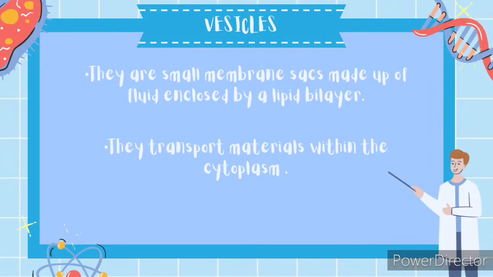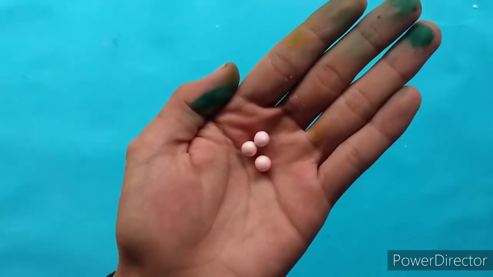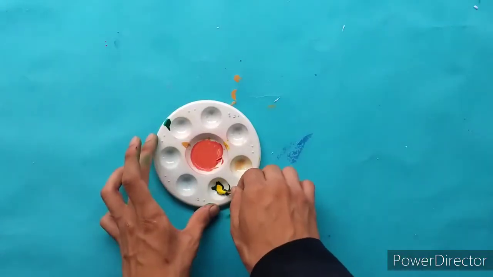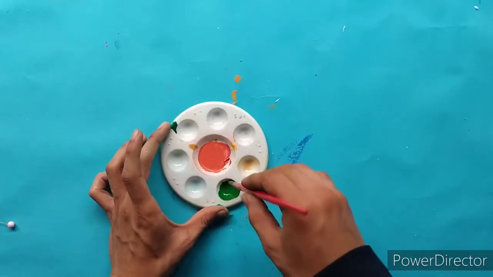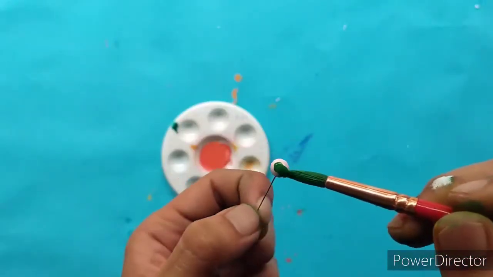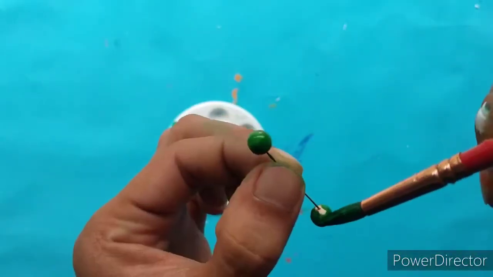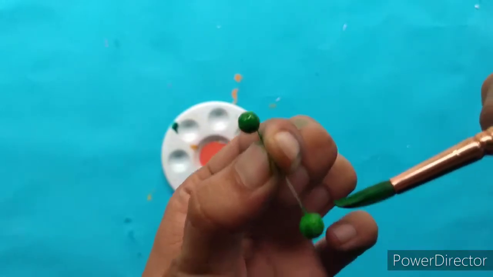Vesicles. They are small membrane sacs made up of fluid enclosed by a liquid bilayer. They transport materials within the cytoplasm. Just like the lysosome, I'll be using the beads for this part. I'll be coloring it with yellow-green. Paint. And there you have it.